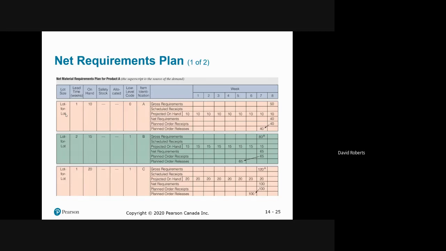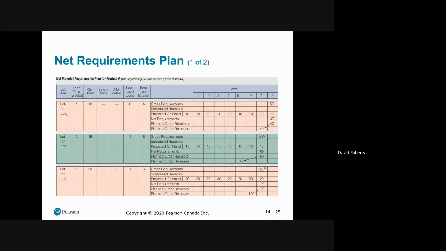The lead time is 1 week. So in other words, from when you order it or start making it till it's completed is 1 week. Currently you have 10 on hand. You can see the safety stock and the allocated are 0. The low level code is 0, which means that it is the parent, and it is identified as part number A or letter A. You need 50 in week 8, sorry. Now, in week 8, you need 50.